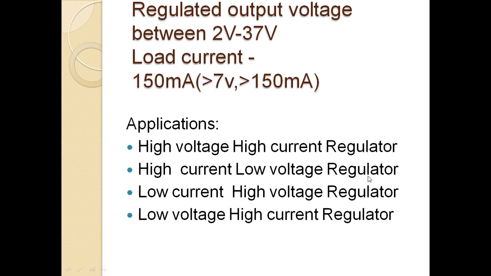The next configuration is the high current, low voltage regulator. If we need a load current greater than 150 milliampere but the voltage is less than 7 volt, we go for the high current, low voltage regulator. Third is the low current, high voltage regulator, for less than 150 milliampere and greater than 7 volt. And the low voltage, high current regulator is for less than 7 volt and greater than 150 milliampere.